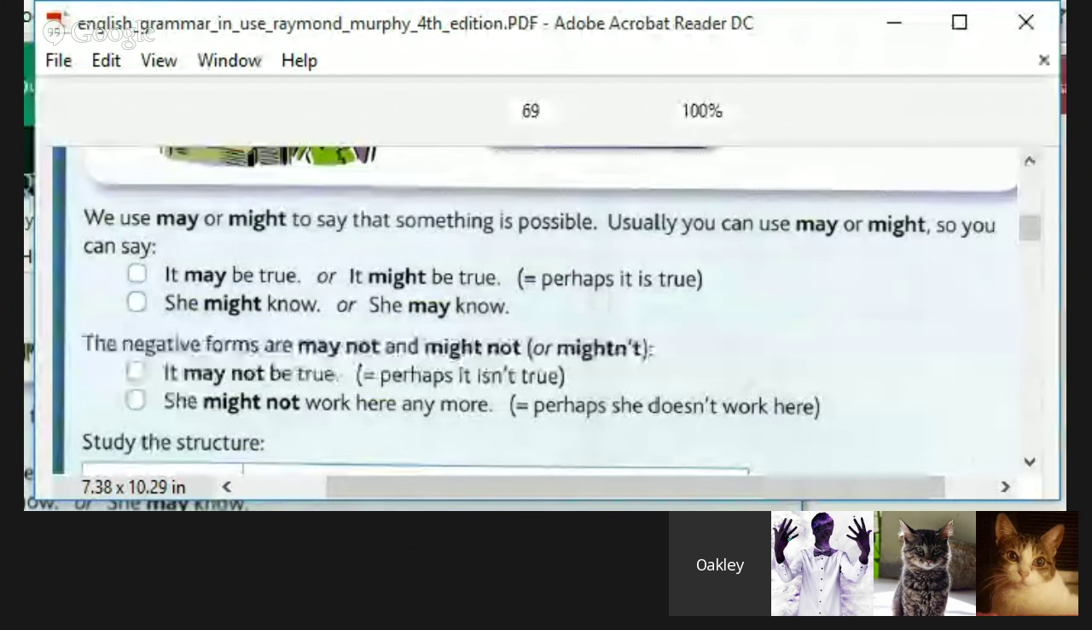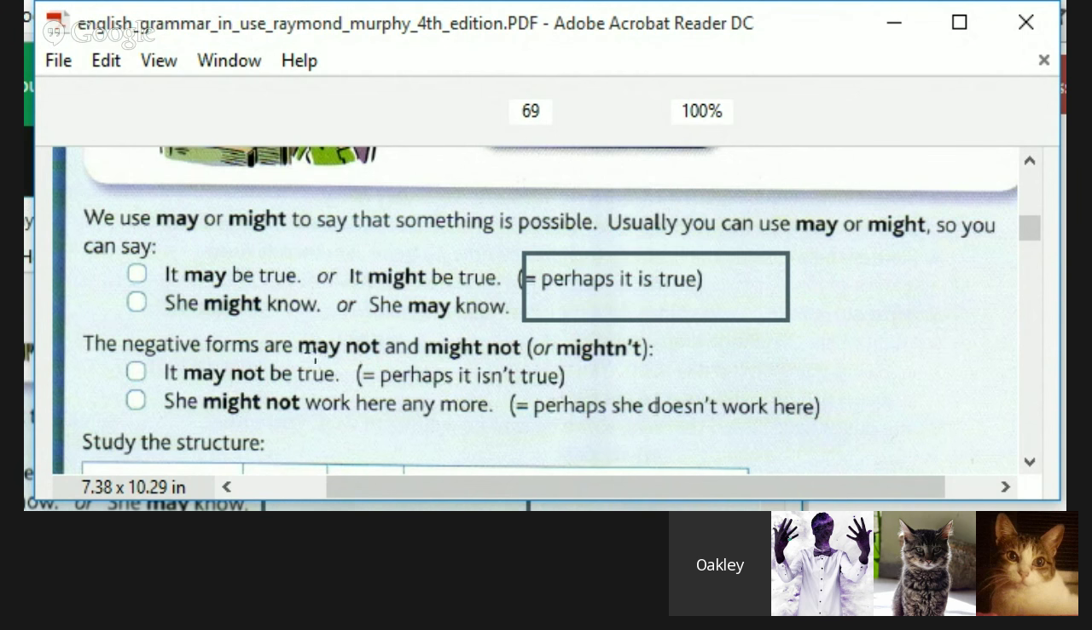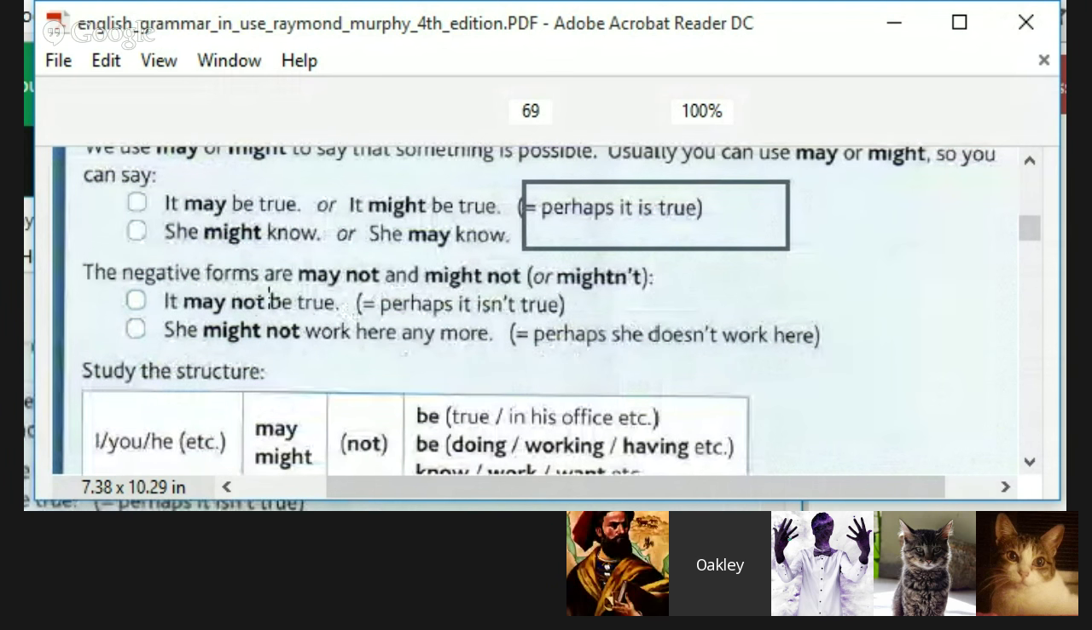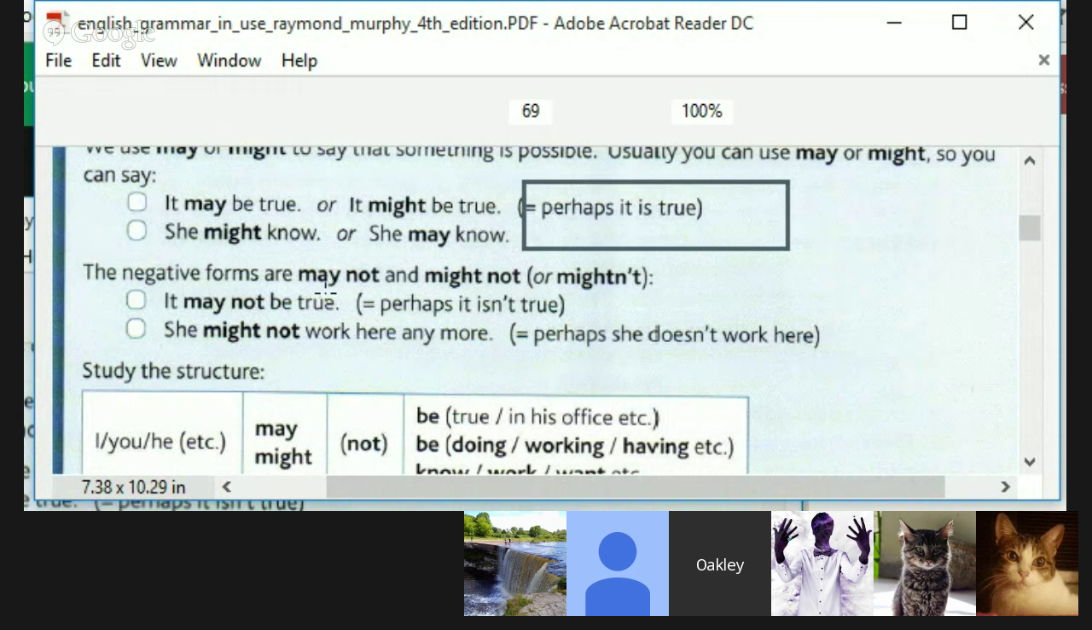May and might. First of all, we're looking at may and might to show probability, that something is possible. It may be true, it might be true. Perhaps it is true. She might know, she may know, like that. The negative forms are pretty straightforward: may not, or might not. May not does not have a contracted form.